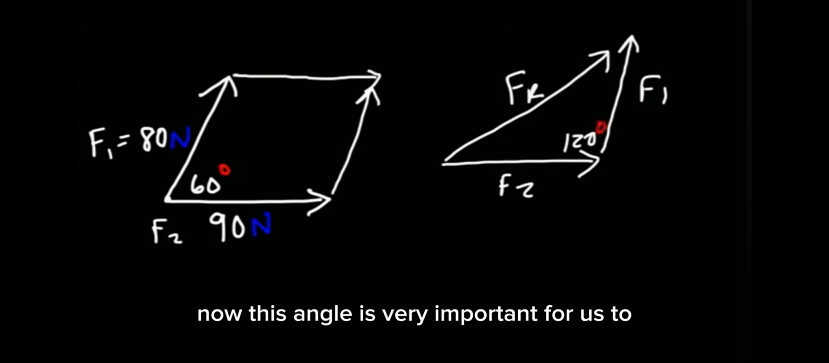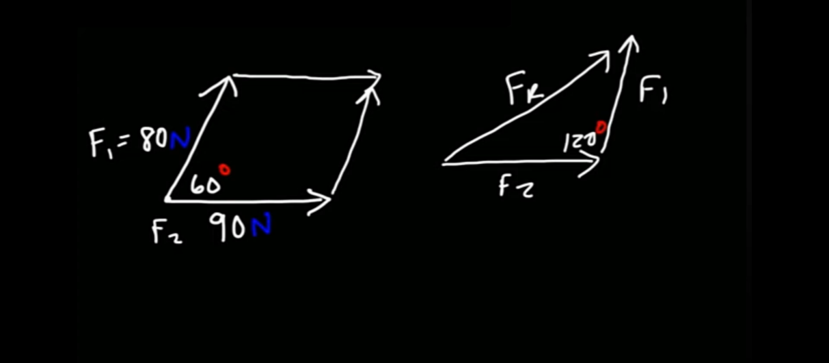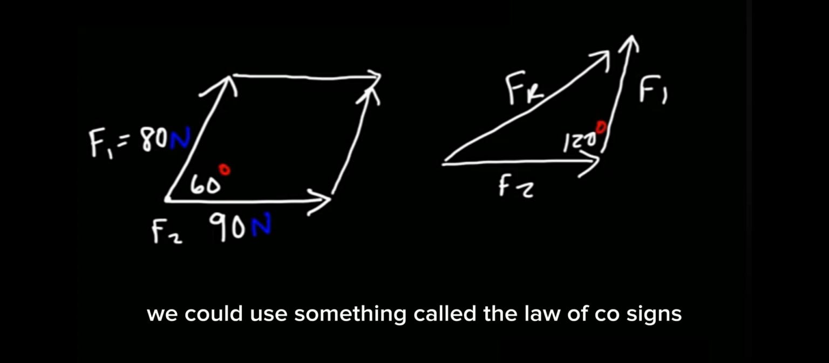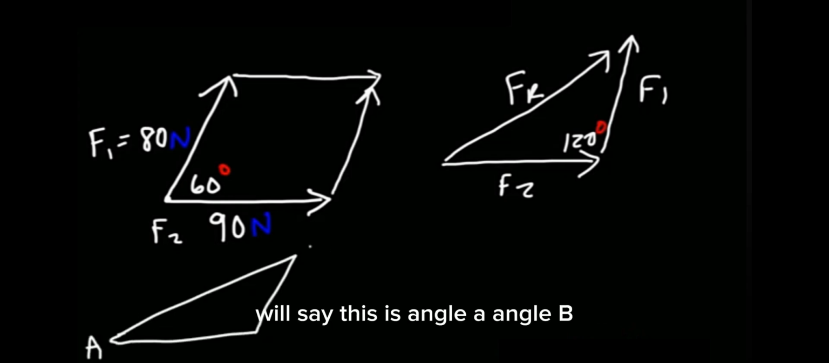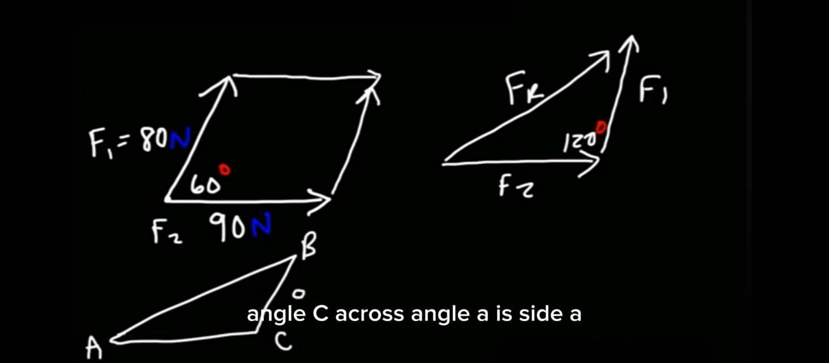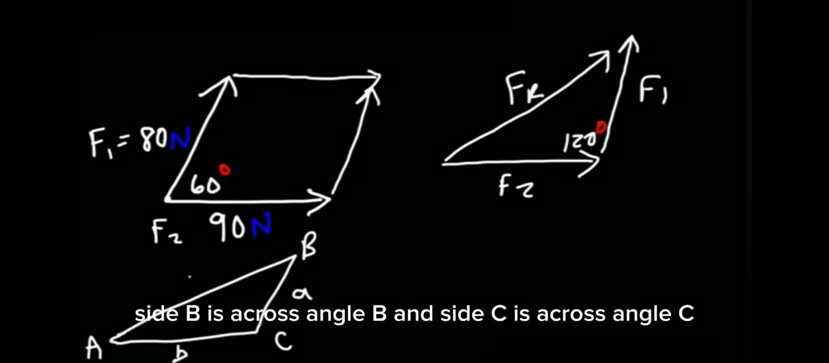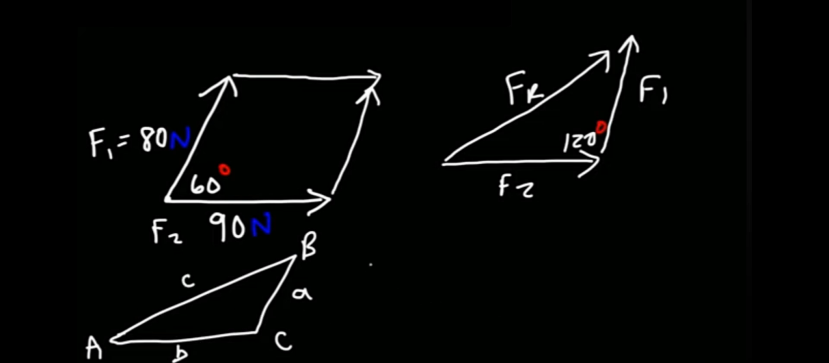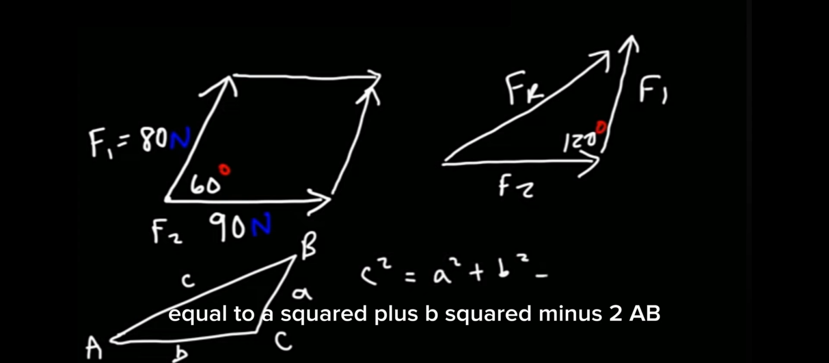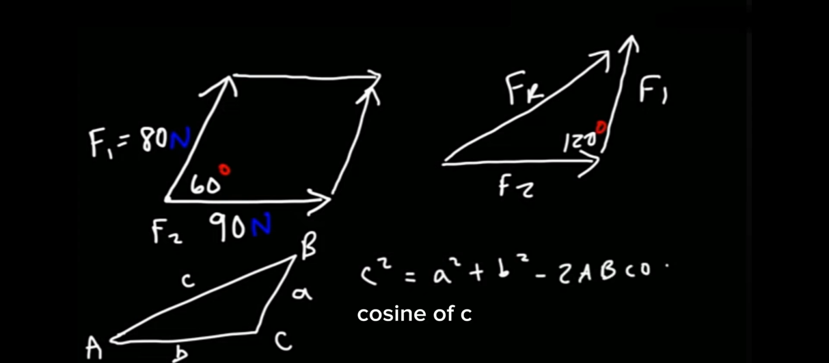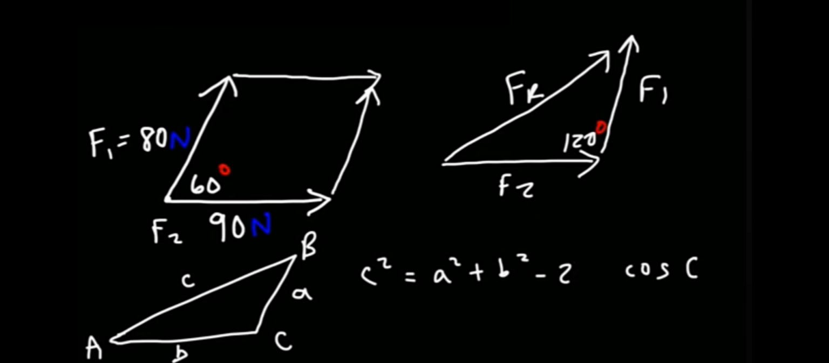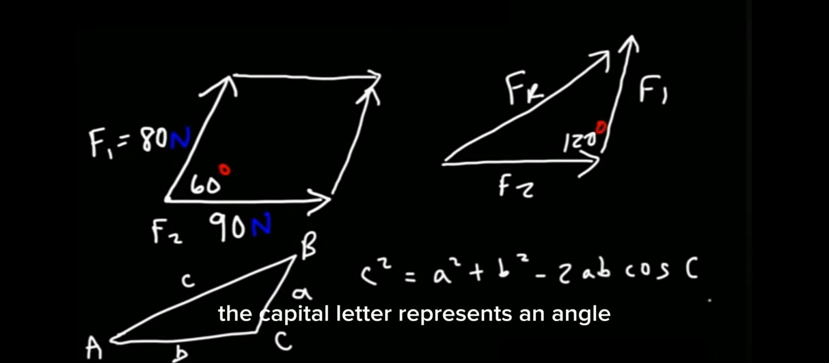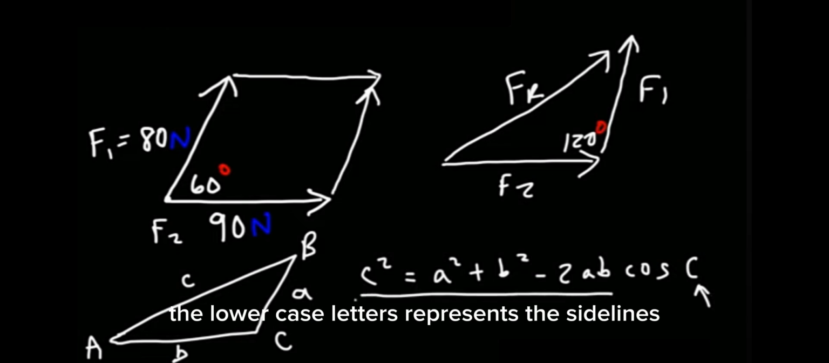Now this angle is very important for us to get the resultant vector, because now we could use something called the law of cosines. Just to recap, let's say you have a triangle, we'll say this is angle A, angle B, angle C. Across angle A is side a, side b is across angle B, and side c is across angle C. So c squared is equal to a squared plus b squared minus 2ab cosine C. This should be lowercase ab, by the way. The capital letter represents an angle. The lowercase letters represent the side lengths.